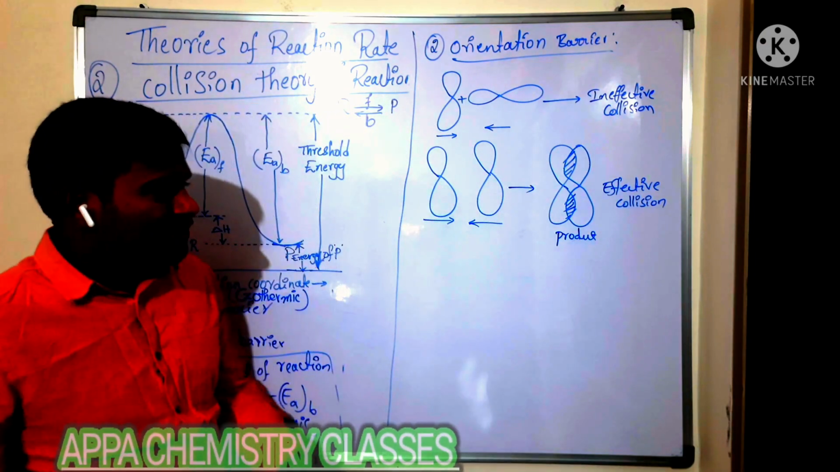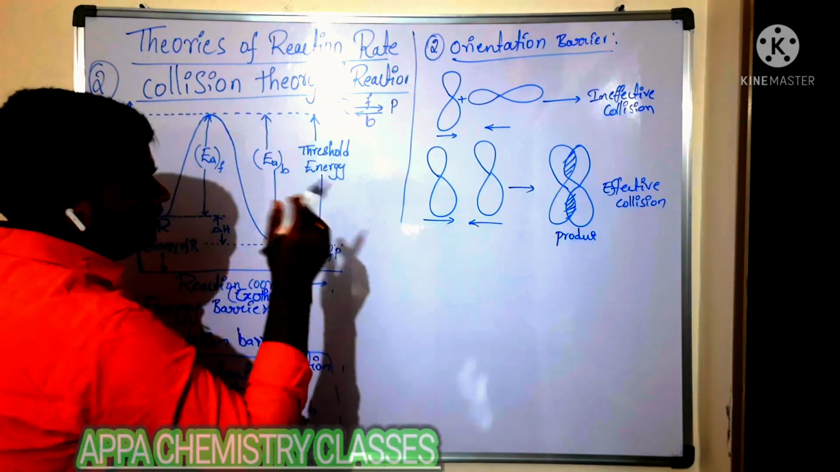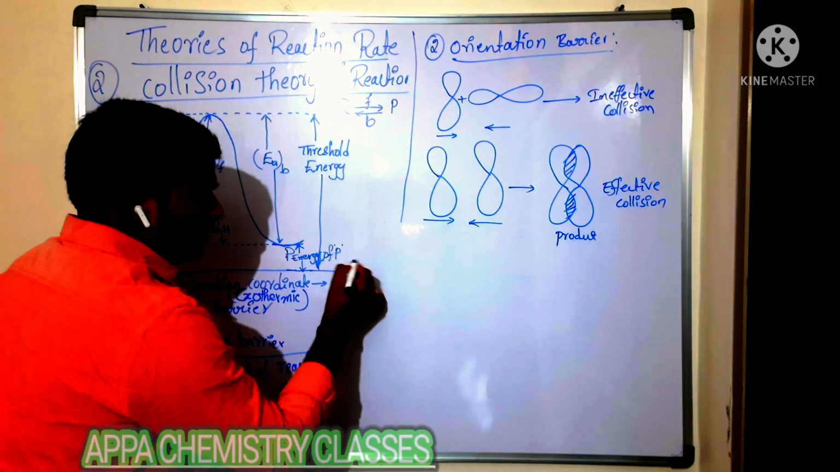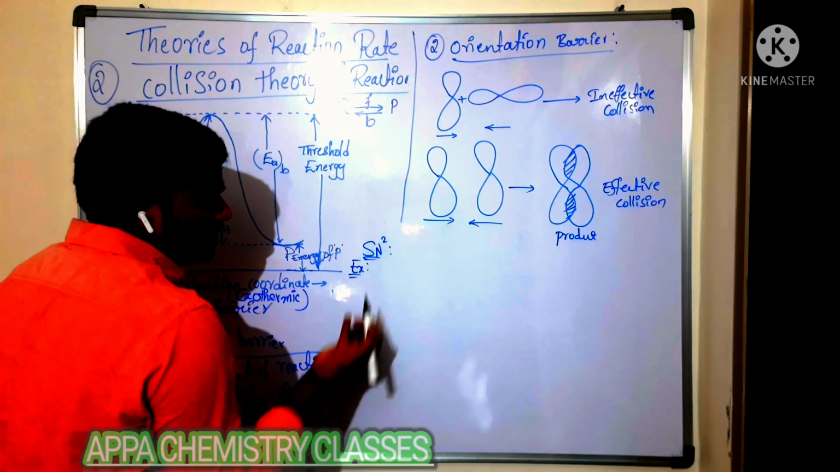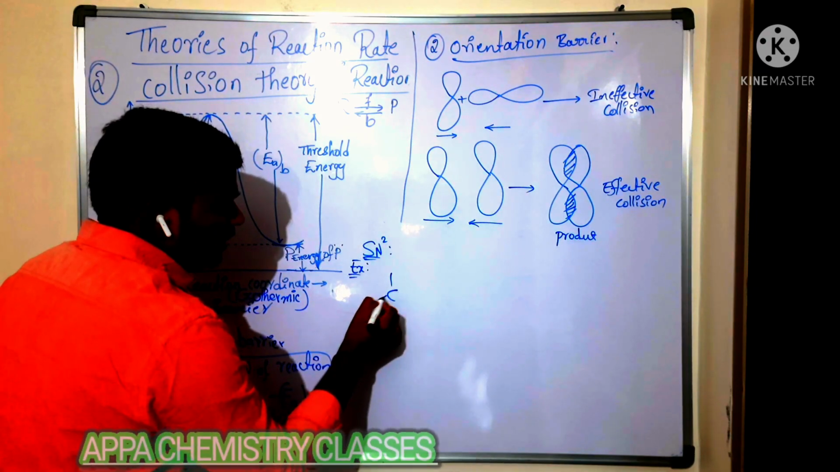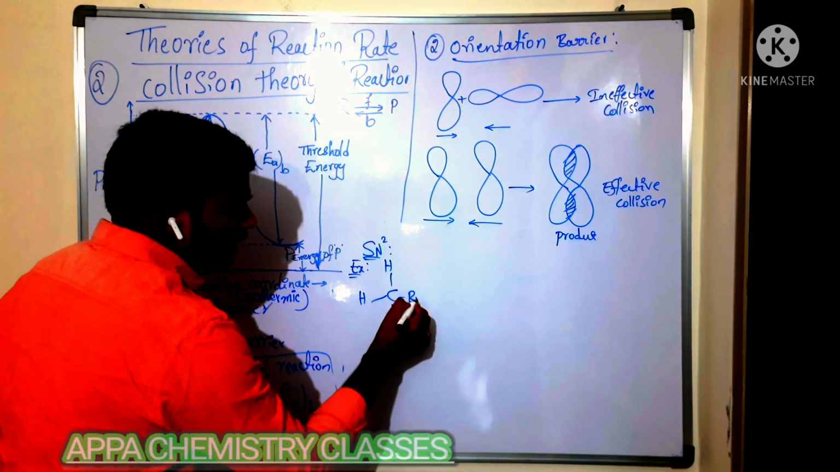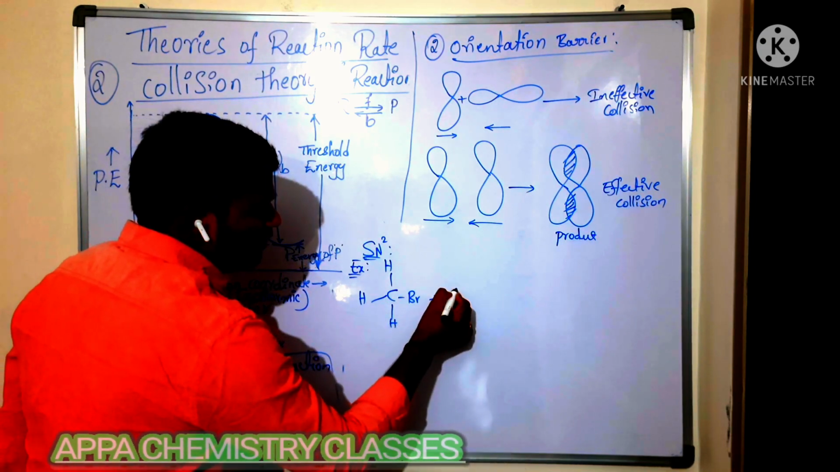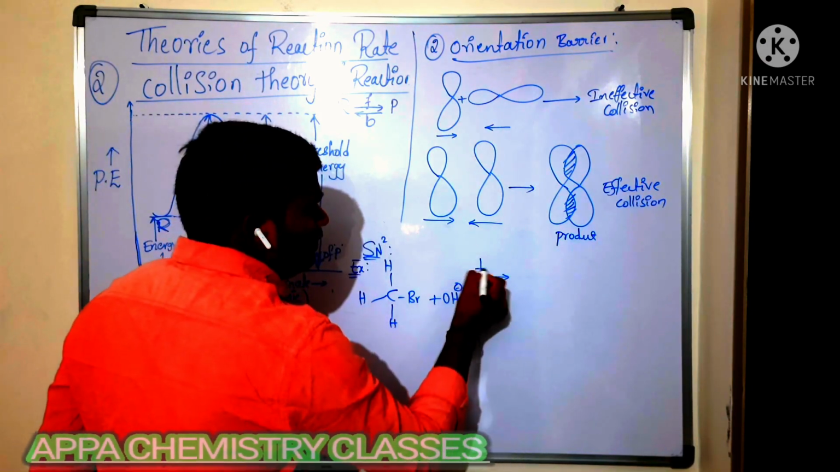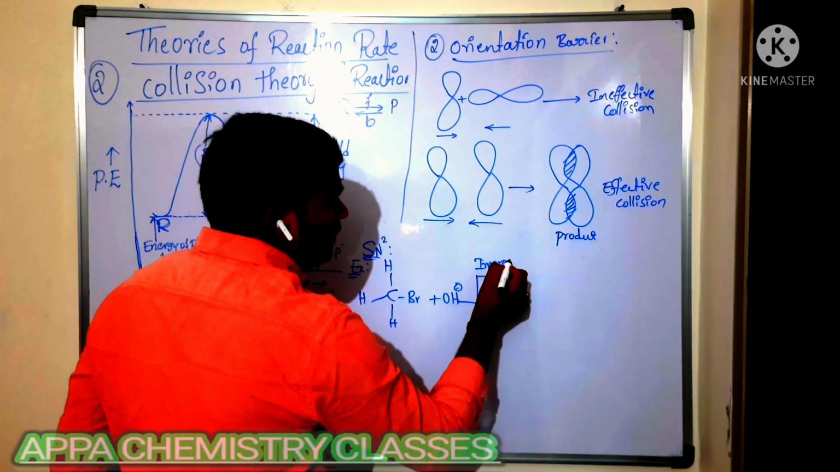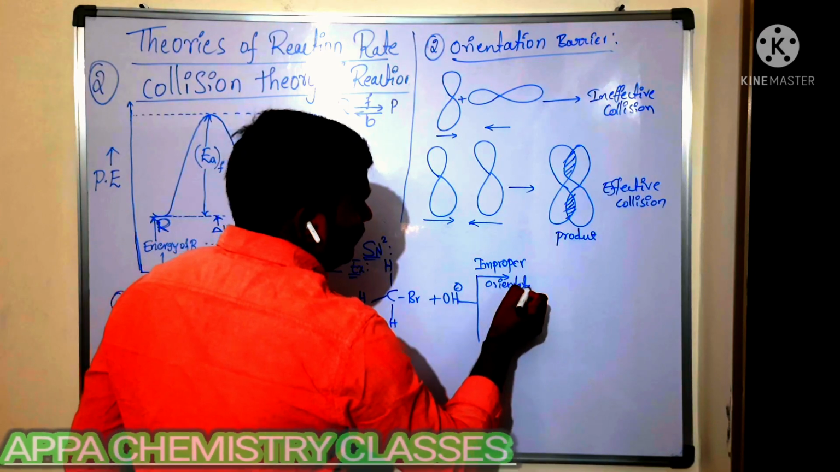Now in this case we can take one more example. By taking the example I can explain the orientation barrier. You can take the SN2 reaction. In case of the SN2 reaction, I am taking methyl halide, that is methyl bromide, which reacts with OH minus. We have two directions. One is improper orientation, improper orientation of the nucleophile.